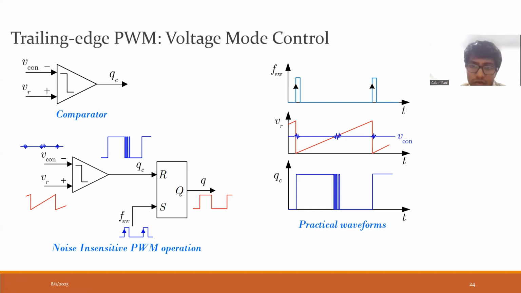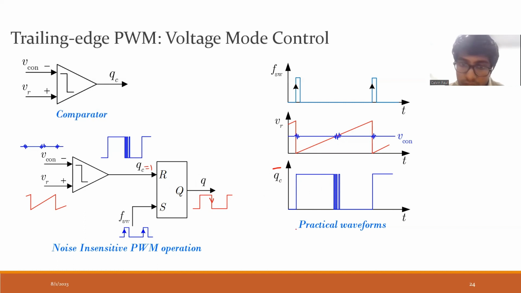This is actually wrong. What actually should happen is this should be QC bar. When VR becomes greater than VCon, then QC will become 1. So this is QC bar. So QC is actually a complementary version of this. So when QC becomes 1, this is reset, and then Q will turn back to 0.